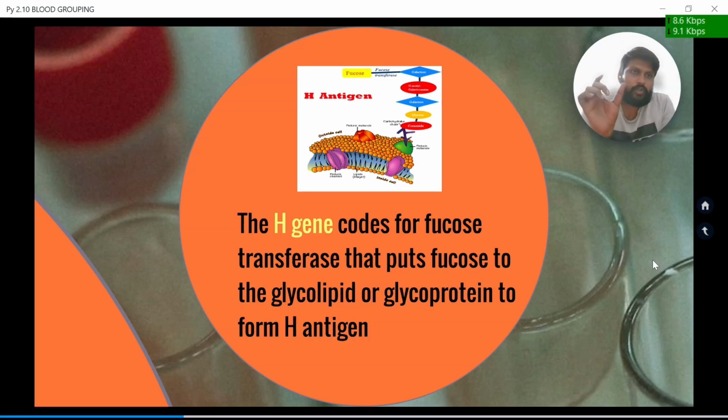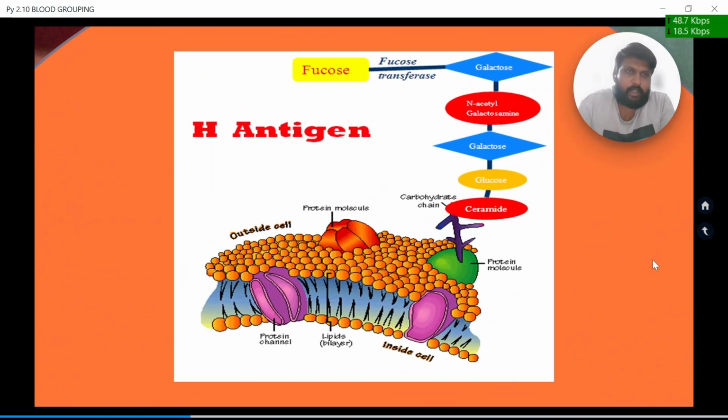Because the name says transferase, what is it transferring? Fucose. So it transfers Fucose. What it does is it puts the Fucose on the glycolipid or glycoprotein on the RBC to form the H antigen. Okay, so basically the structure will be something like this.